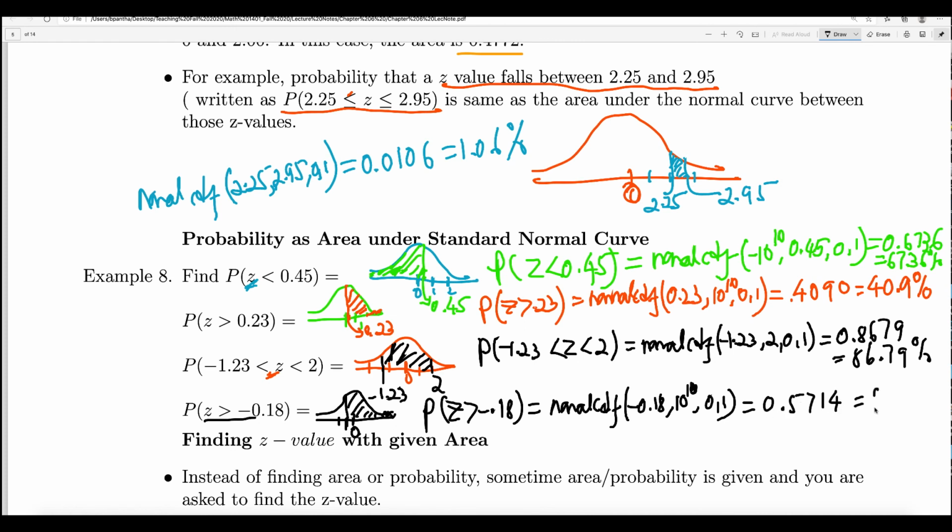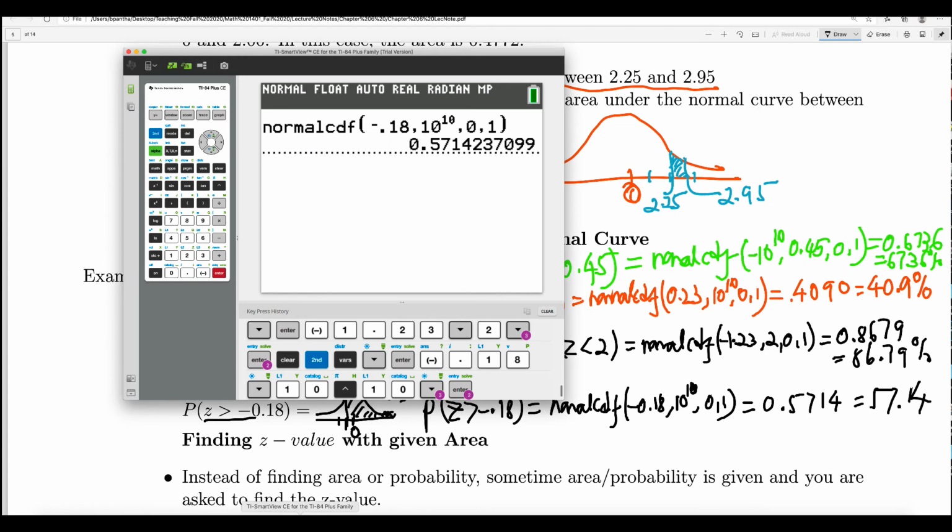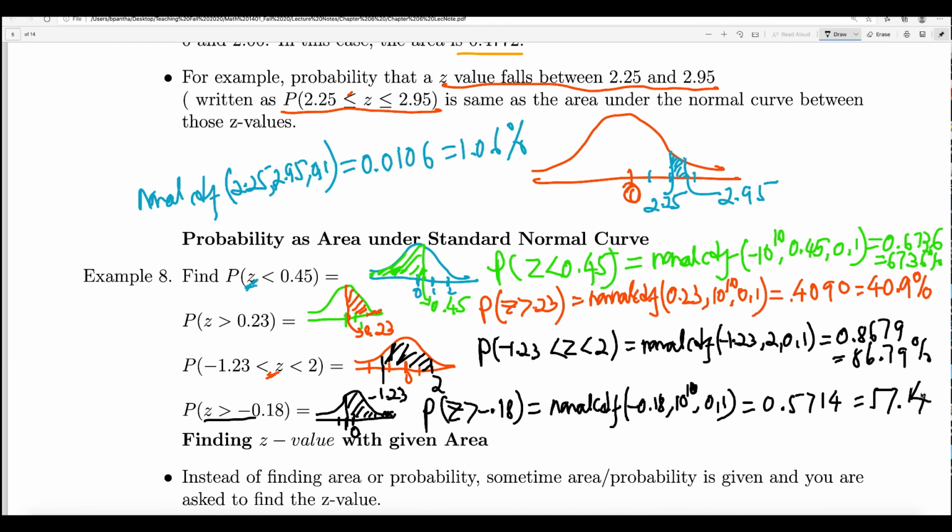0.5714, that is 57.14%. Did I round to the fourth decimal place? Let me check, okay? 57.14 is fine because there is a 2 after the 4, right? So 57.14%. That's what I do. Okay guys, so this is how you find the area between two G values, or the probability between two G values. All right, thank you.